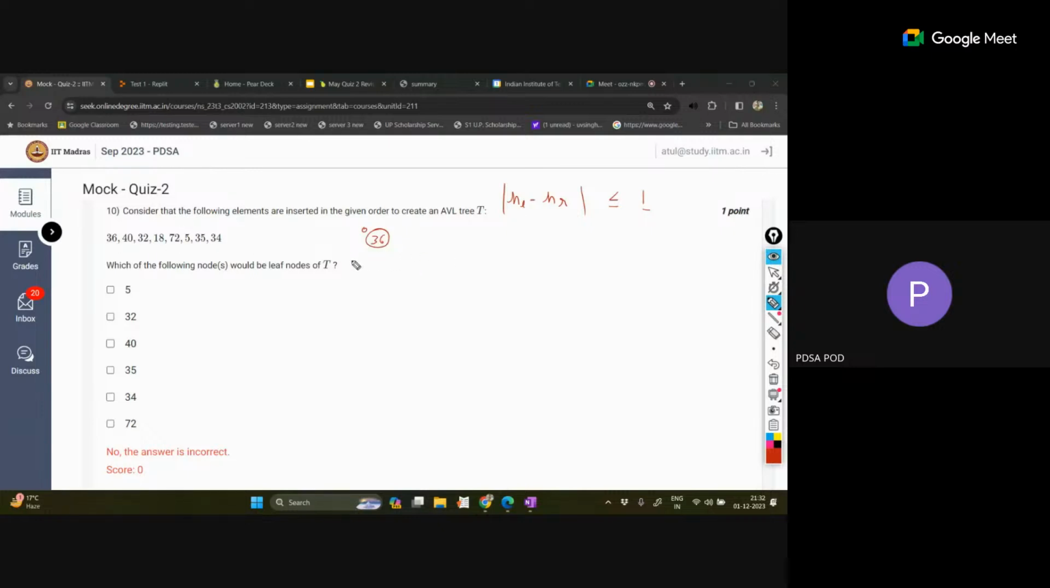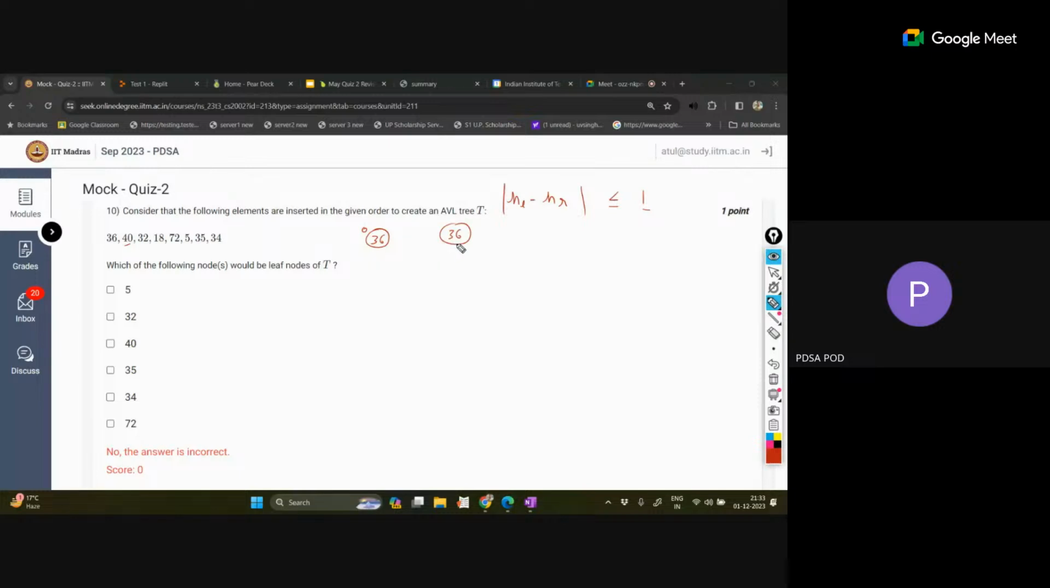Now we will insert 40 in the current binary search tree we have. So we have 36 and 40. We always compare from the root node, then look for the empty place, and then add. So 40 is greater than 36, which means according to the binary search tree property, it should come on the right side.